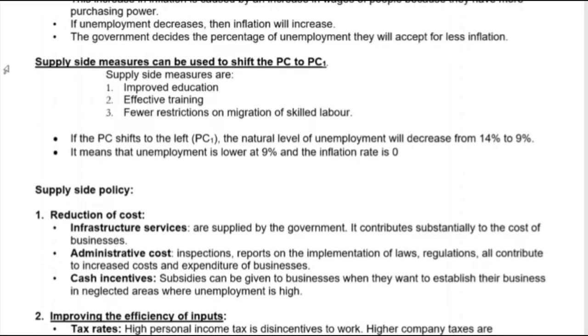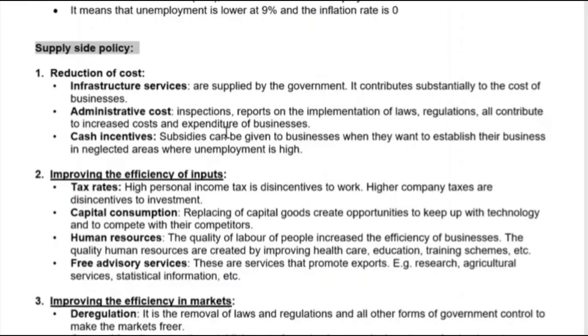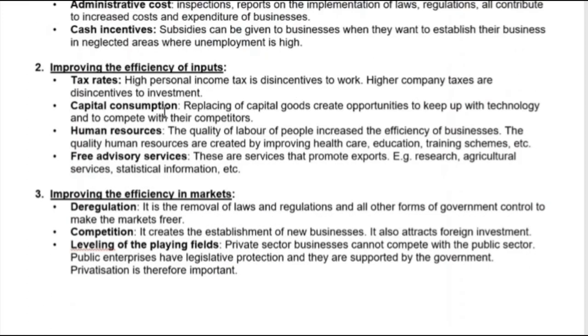So here in the rest of this little chapter, we've spoken about demand. Yes, we can use monetary and fiscal policy to focus on creating demand. But now, what can we do to focus on supply? Because we can't just focus on demand. It is a double whammy. We need to do it together. So here is how we can focus on supply.